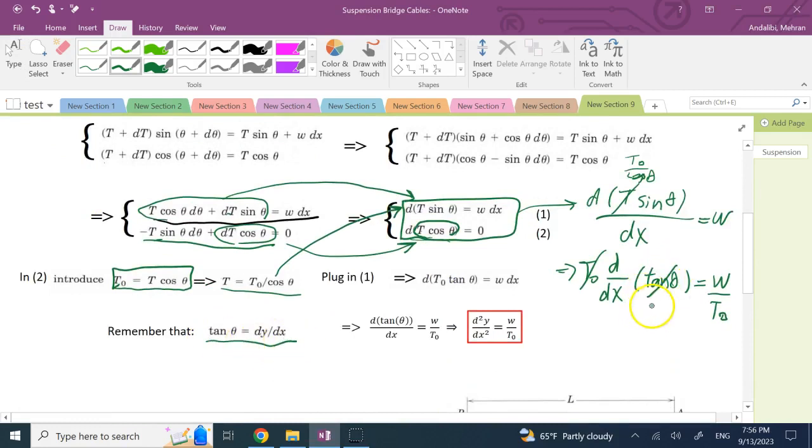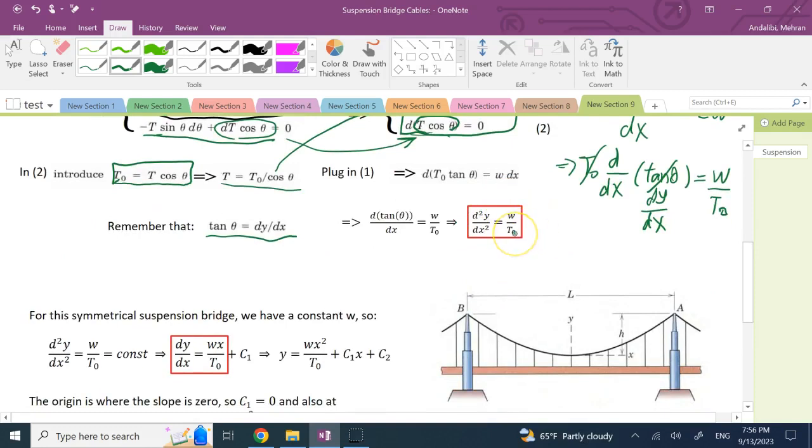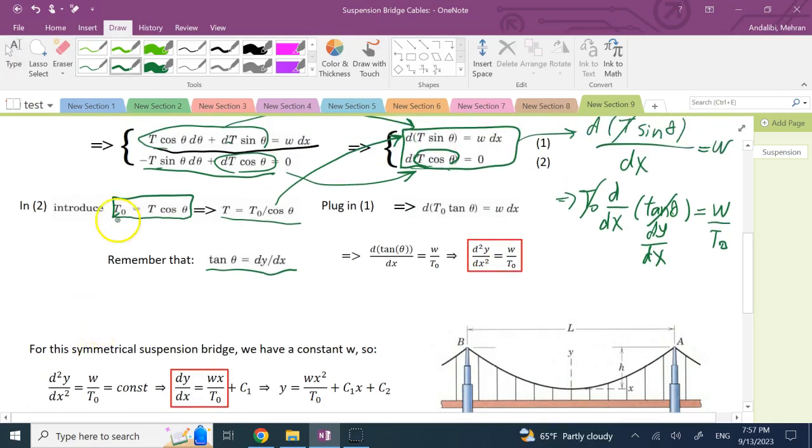So if I plug instead of this dy over dx, what do I get? The derivative of dy over dx, which is the second derivative of y, is going to be W over T naught. So finally I get down to this last equation, and this is the differential governing equation for the shape of this rope. It tells me the shape of the rope, what is y as a function of x, in terms of the force or the load intensity, and in terms of this constant T naught.